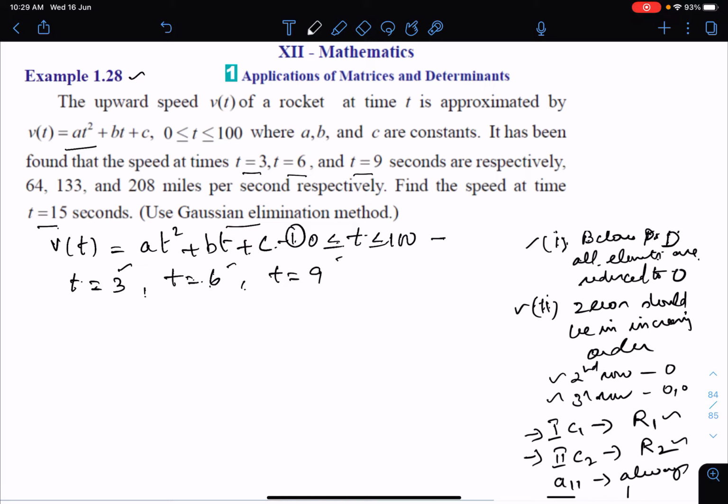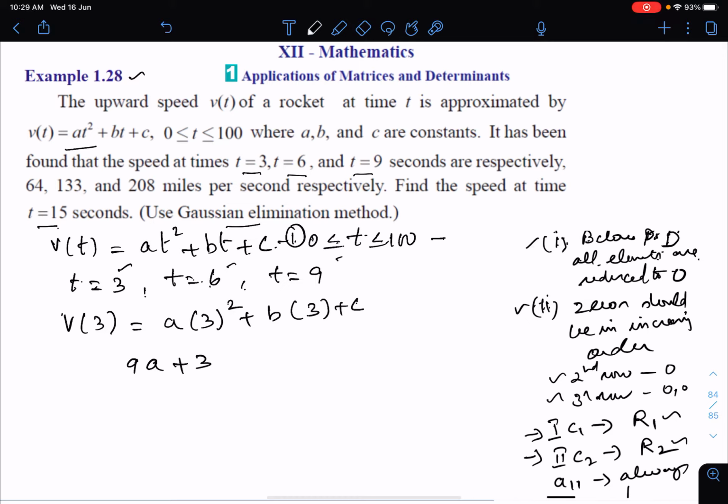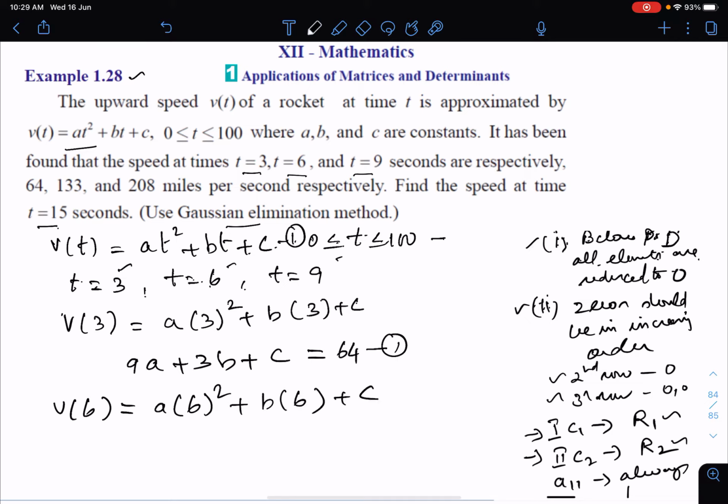We'll substitute in 1. When t equal to 3, v of 3 equal to a into 3 square plus b into 3 plus c. So that will give us 9a plus 3b plus c equal to 64, the velocity given. This is going to be our first equation. Similarly, v of 6, a into 6 square plus b into 6 plus c, so you are going to get 36a plus 6b plus c equal to 133. This is going to be your second equation.